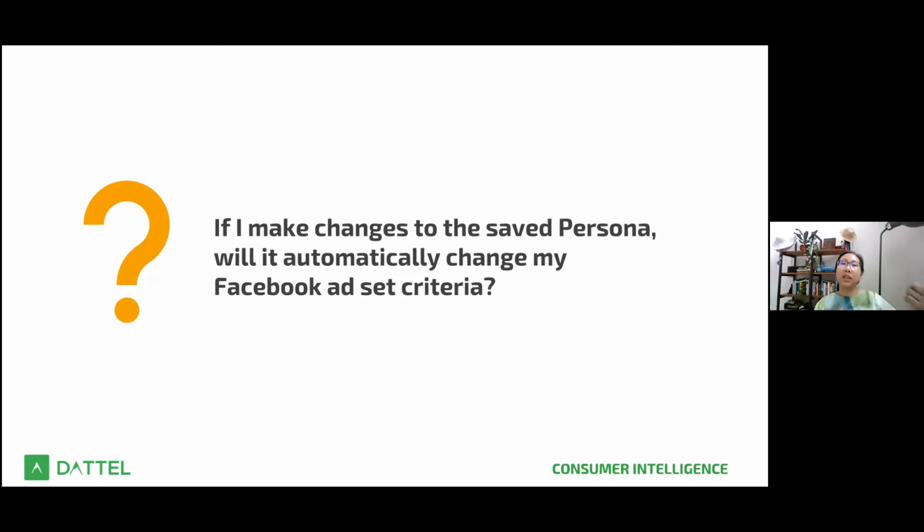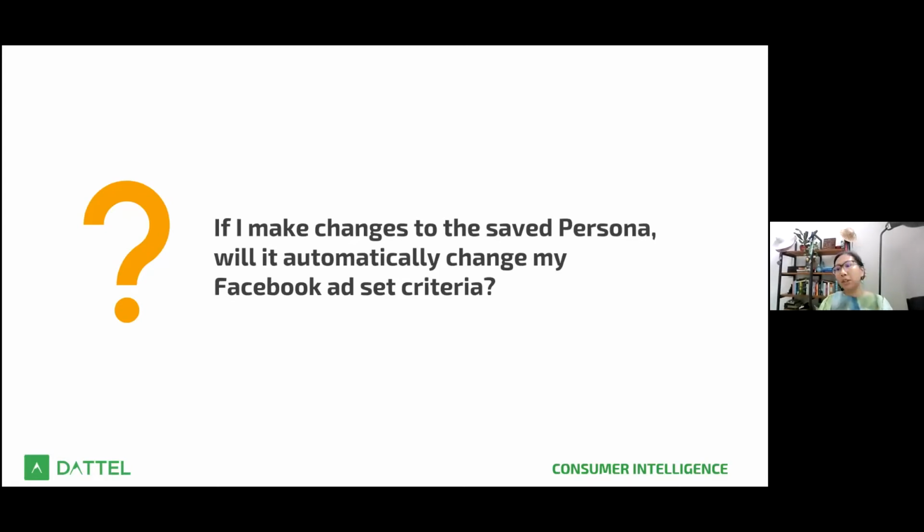Then what you basically need to do is delete the old persona or the old ad set, and then push the updated saved persona to that campaign, and it will generate the latest ad set for you. The same thing also works when we've got updated data.